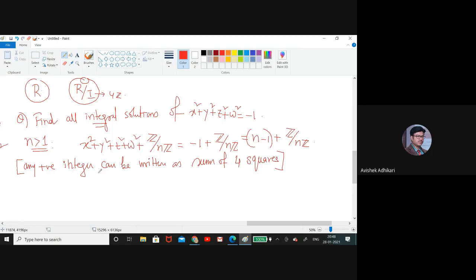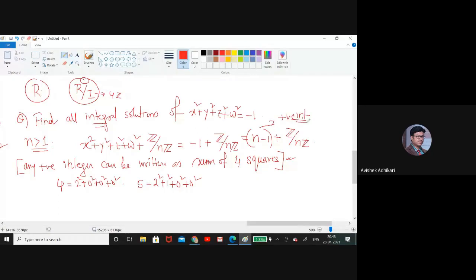Take any positive integer, say 4: it can be written as 2 square plus 0 square plus 0 square plus 0 square. Take 5: 2 square plus 1 square plus 0 square plus 0 square, and so on. It can be proved, and there is a very simple proof of this. So if you consider this, n minus 1, since n is greater than 1, is a positive integer.